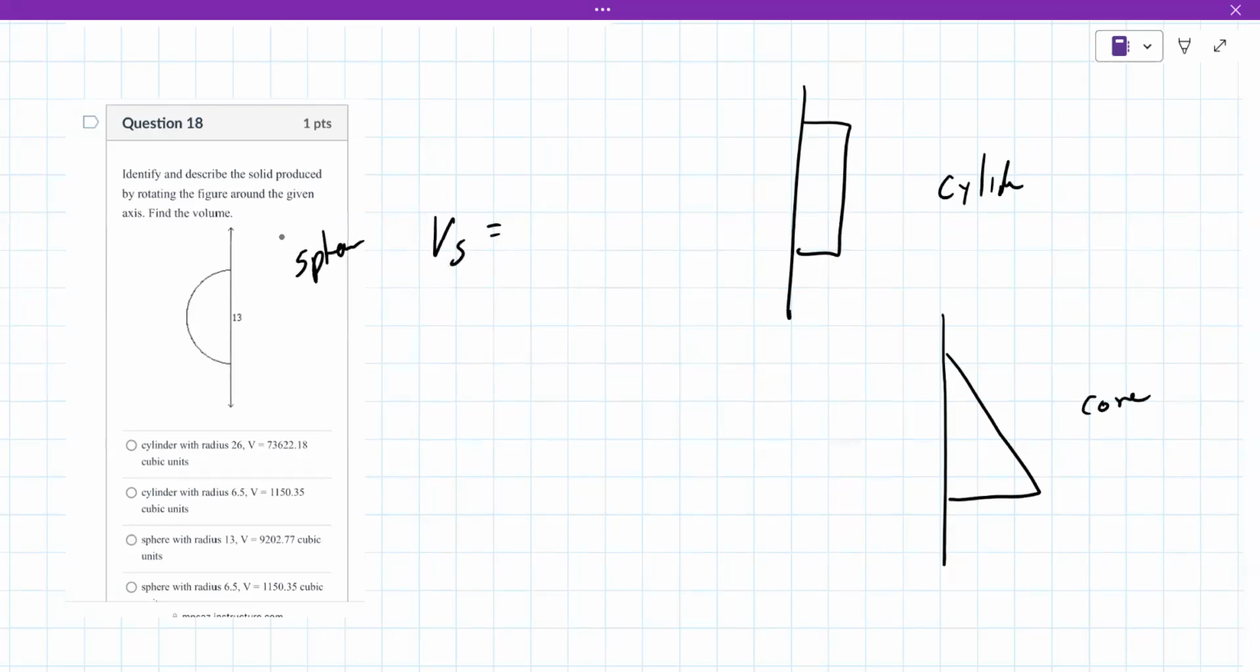The volume of a sphere is 4/3 pi r cubed. This 13 is not the radius, though. It is the diameter. So my answer will be D then, the only one that has the right radius. You should calculate it just to be sure, but hey, that's a standardized test.